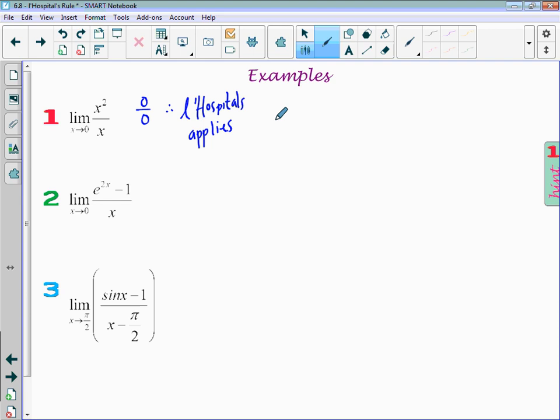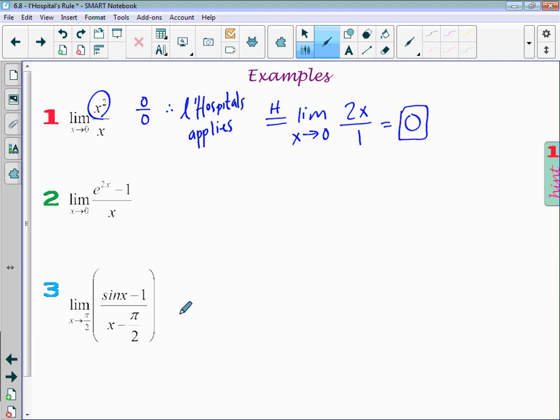Okay, so let's apply L'Hopital. So we'll just do this. This is what this book does. So we've got the limit as x goes to 0. That doesn't change. Then you do the top derivative is 2x. The bottom derivative is 1. And what happens when you plug in 0 now? Just 0, right?